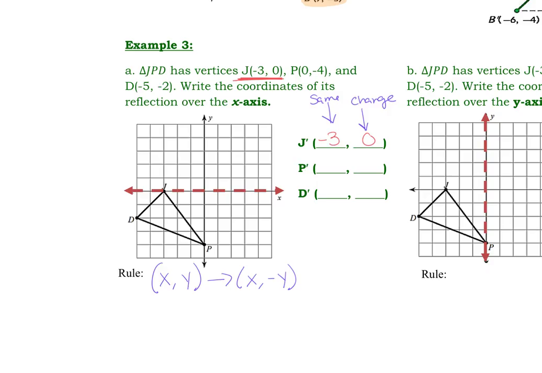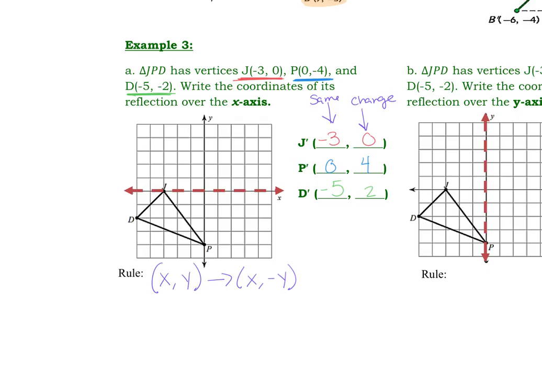All right, and then here for P, we have 0, comma, negative 4. First number stays 0. Second number, negative 4, is now positive 4. So 0, comma, positive 4. And then our last one, D, located at negative 5, negative 2. First number stays negative 5. Second number becomes positive 2. All right, does this look familiar, ring a bell, or it's not terribly complicated?